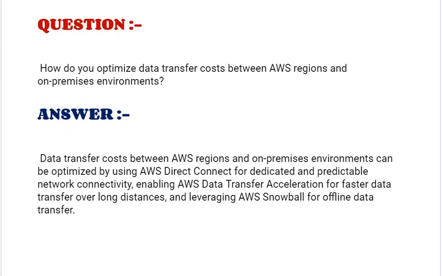Our next interview question is: how do you optimize data transfer costs between AWS regions and on-premises environments? Your answer should be: data transfer costs between AWS regions and on-premises environments can be optimized by using AWS Direct Connect for dedicated and predictable network connectivity, enabling AWS data transfer acceleration for faster data transfer over long distances, and leveraging AWS Snowball for offline data transfer.